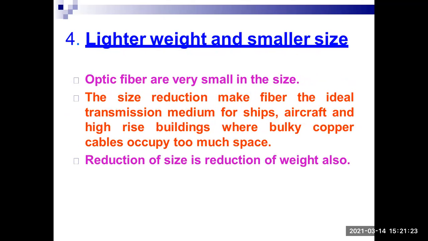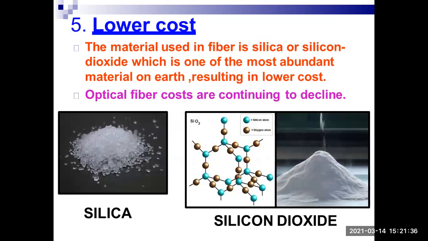When we compare the weight and the size, you can see that the optical fiber is very small in size compared to the coaxial copper cable or metallic cable. And the cost of the optical fiber is very low compared to the metallic cable.